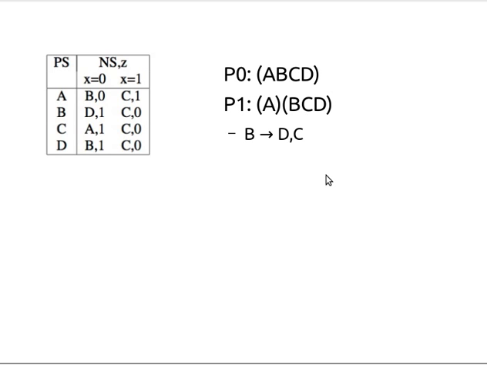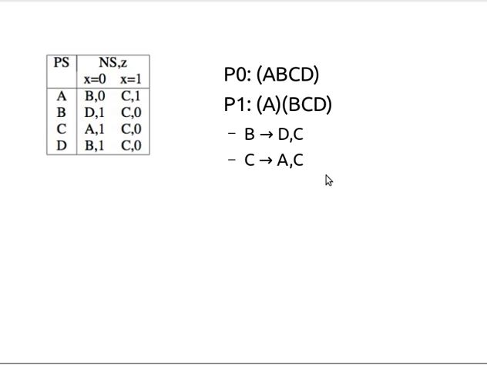Then we take a look at state C. State C, if you put in 0, you'll get A, and if you put in 1, you'll get C. A is its own partition, its own unique state, while C is in the BCD section. We note that A, C is a differing output than D, C. So we know that these two different states, B and C, are not the same. They're distinguishable.